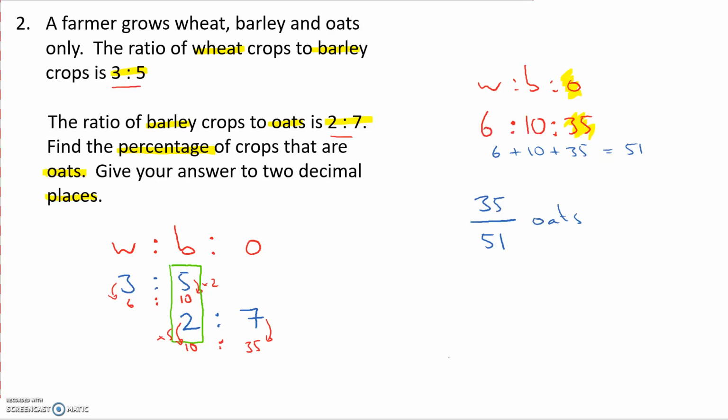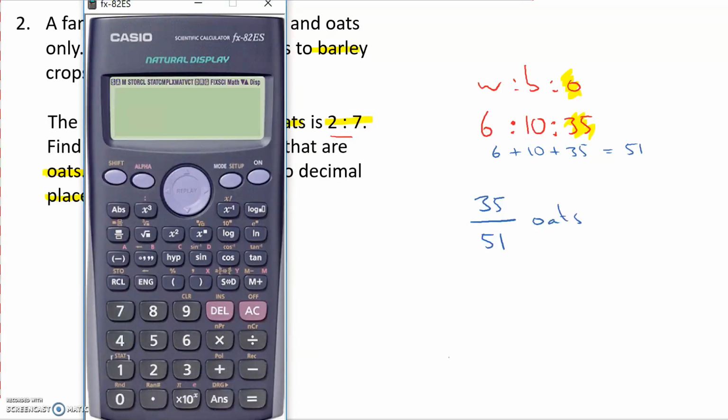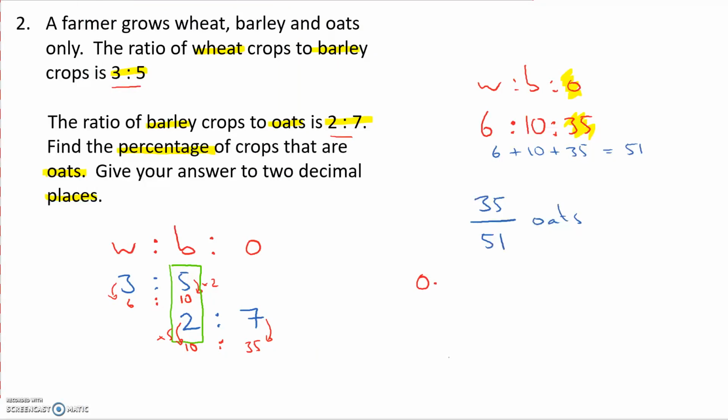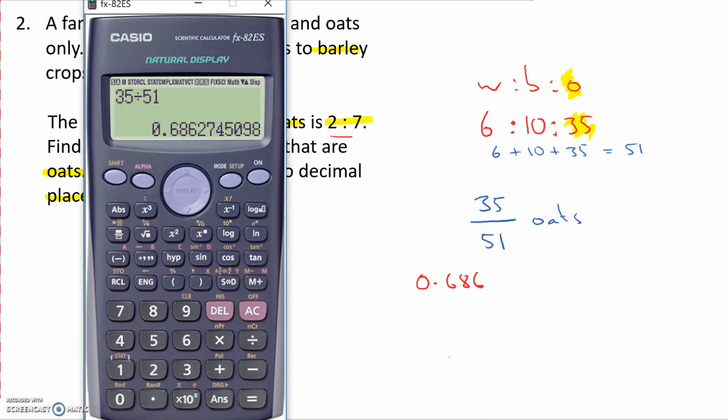Okay, now we need to turn that into a percentage. Okay, so to do that, let's get a decimal first. How are we going to get a decimal? Well, we're going to do what the 35 51st tells us. It tells us to do 35 divided by 51. And 35 divided by 51, thanks calculator, be quiet cat, gives me 0.686 and so on. 0.68627.